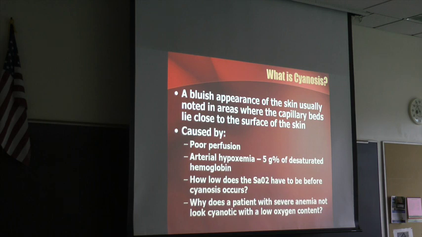So it has to be 5 grams of what's there. What if your hemoglobin level is only 10? Half of all of your hemoglobin would have to be without oxygen before you'd actually see cyanosis in somebody who's anemic. So they don't look cyanotic if their oxygen level goes low. But boy, can you tell because of how pale they usually look? They look ghostly, don't they?